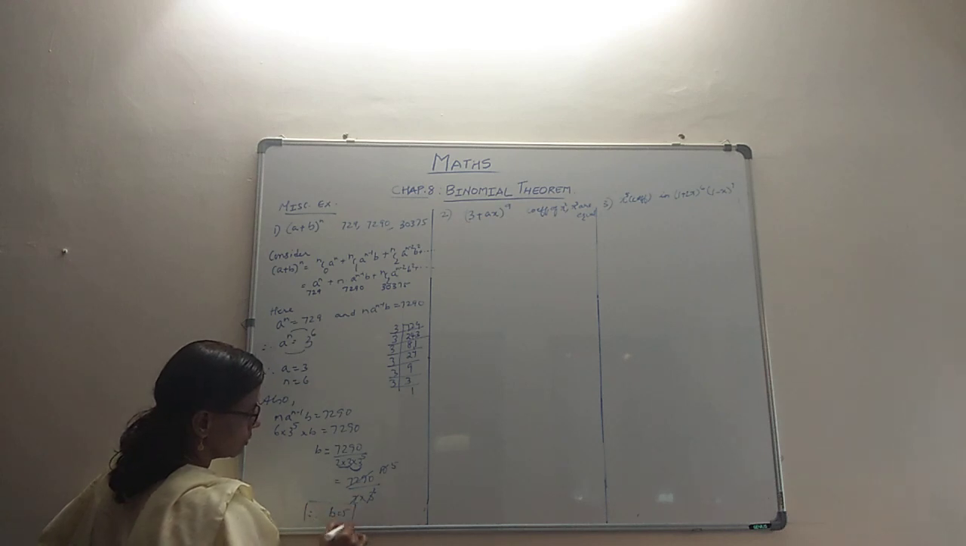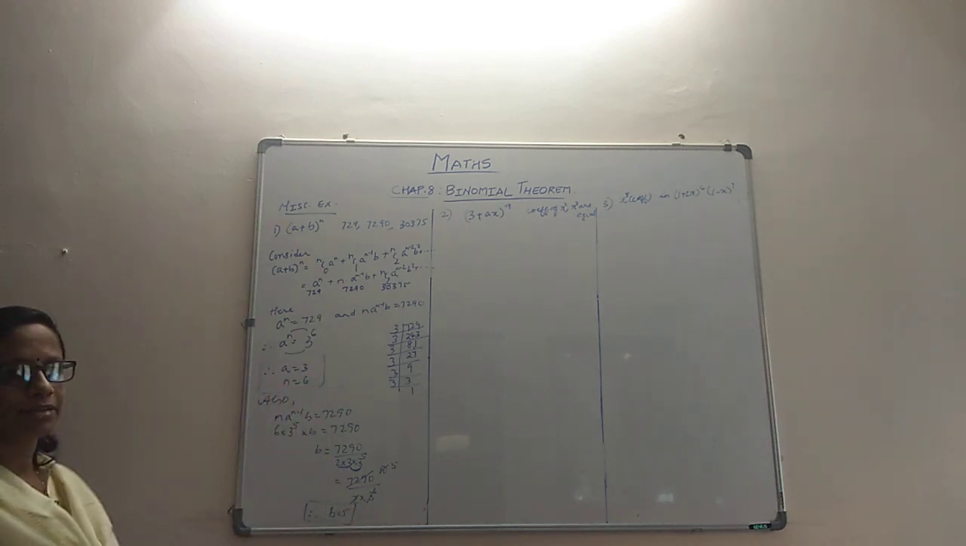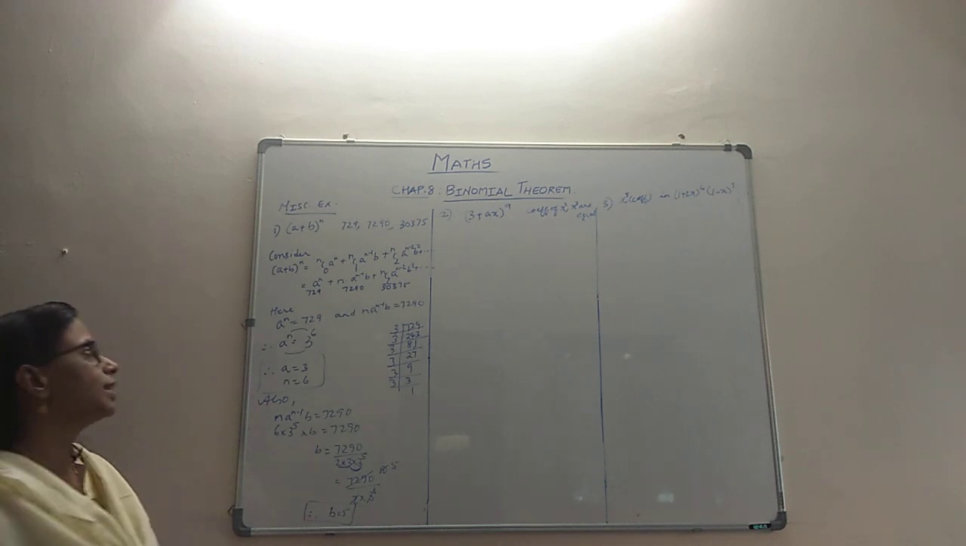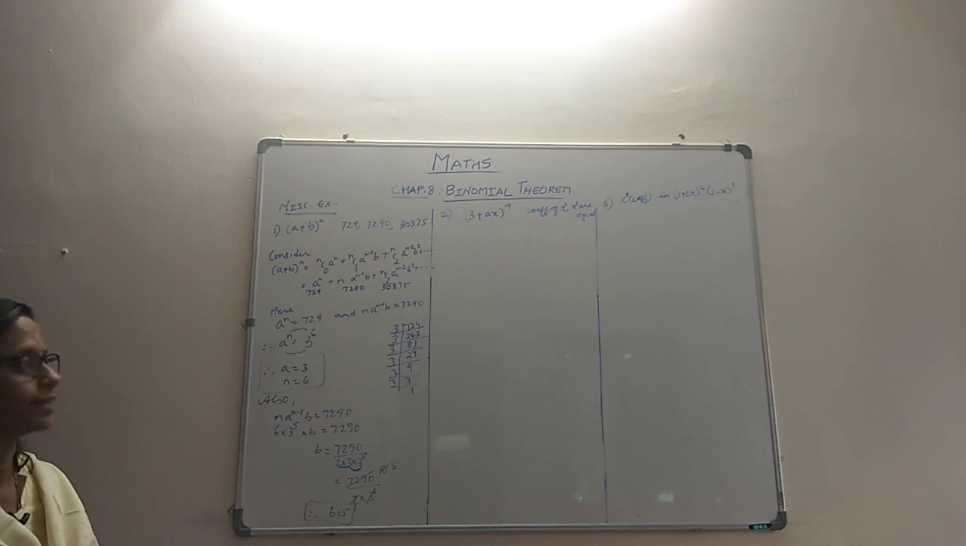That's all. We have got all the three values: a is 3, n is 6 and b is 5. That's about this problem. It's a higher end problem, but still we have to do the right thinking. Then we come to question number 2.